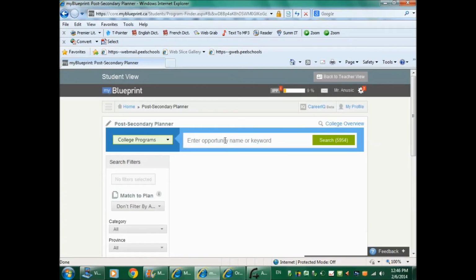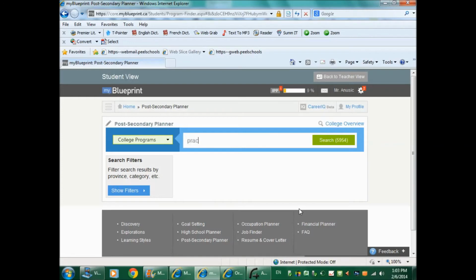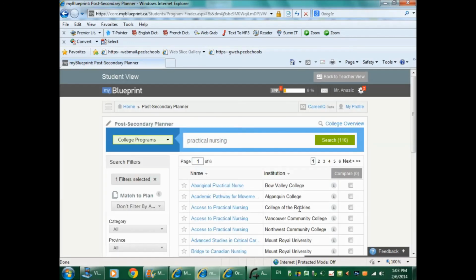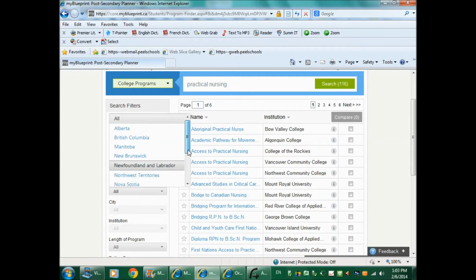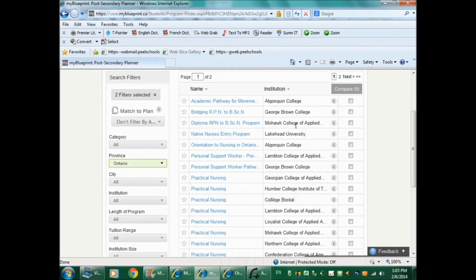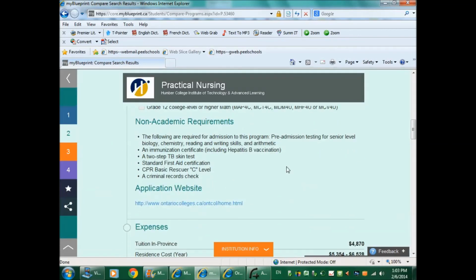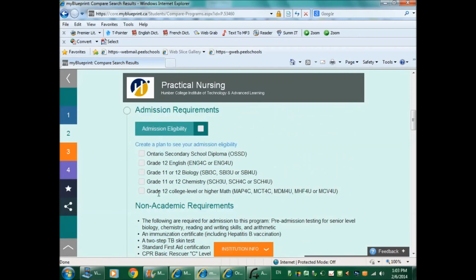Let's look at some college programs. How about practical nursing? You can see that there are many options, but if we narrow it down to Ontario, we now have only a few to choose from. So how about Humber College? Well, you can see that Humber College's prerequisites are grade 12 college level or higher math, which means that the math could be any of the 2 college level maths or any of the 3 university level maths. Backwards design, that means that in grade 11, we could have been in grade 11U, grade 11 mixed math, or grade 11 college math to get these prerequisites. So that's important to note.